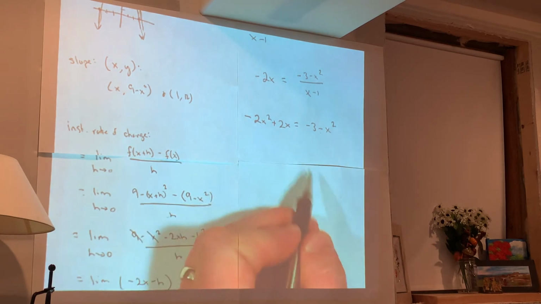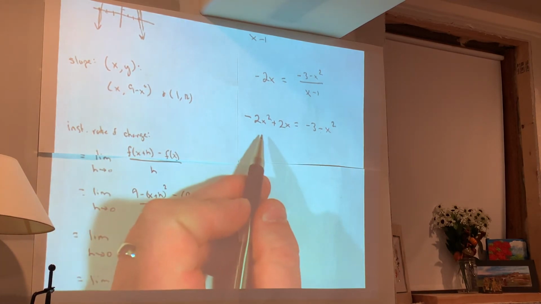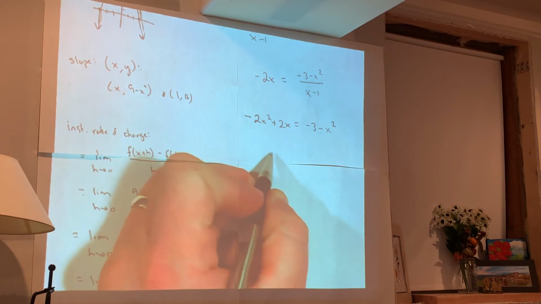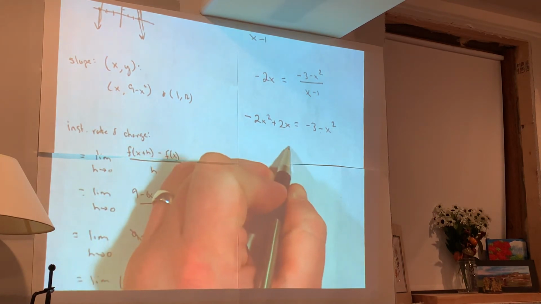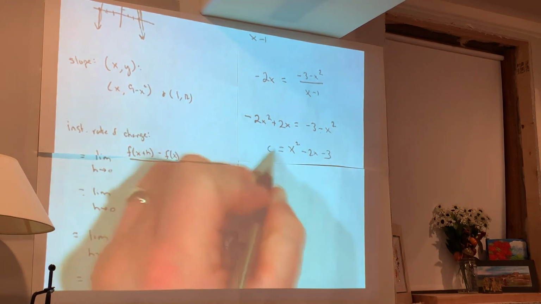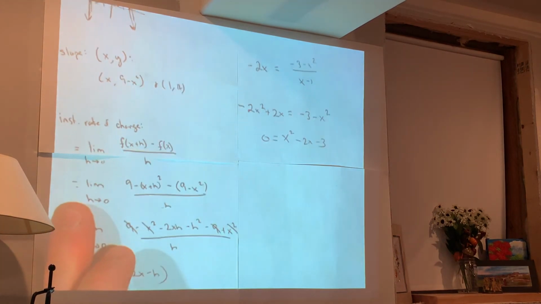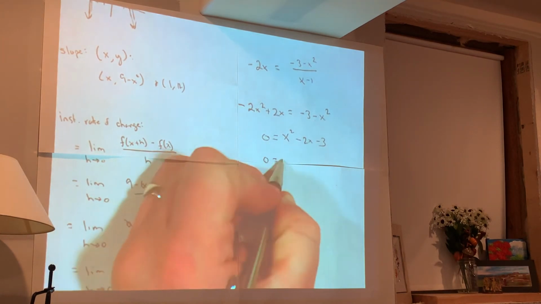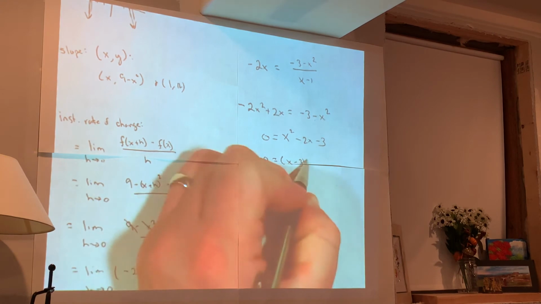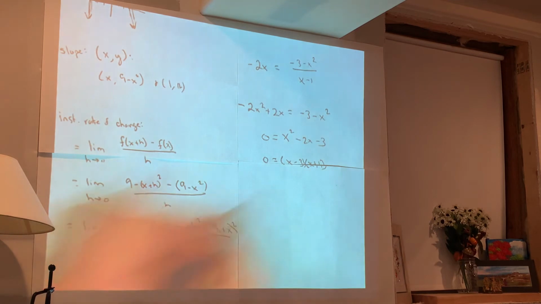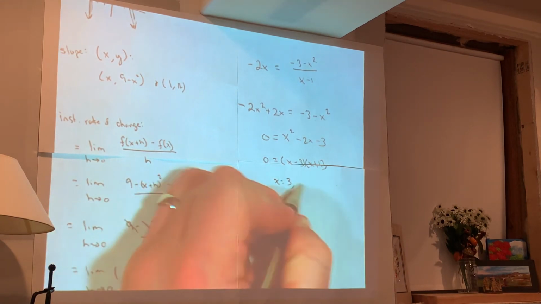This looks like a quadratic. So that my leading coefficient in standard form is positive, I'm going to bring all this stuff over to the right side. So you end up getting x² - 2x - 3 = 0. That looks like a really nice quadratic. Let's factor that. 0 = (x - 3)(x + 1), right? And then what does this tell us? That x equals 3 or negative 1.